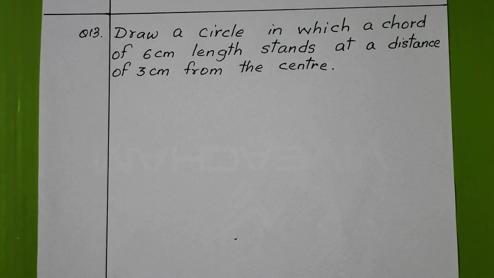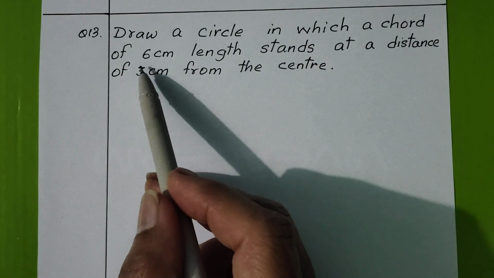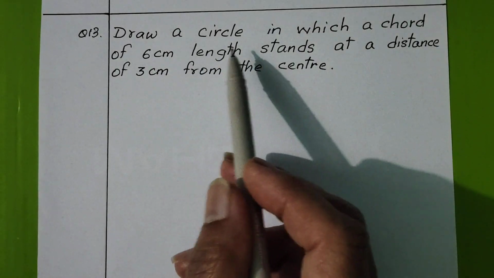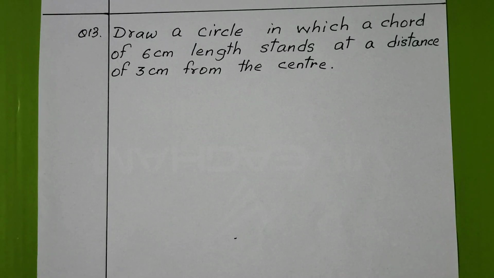The sum says, draw a circle in which a chord of 6 centimeters length stands at a distance of 3 centimeters from the center. So here the chord length is 6 centimeters and the distance of the chord from the center is 3 centimeters, and we will draw a circle with this chord. First, we will draw the chord equal to 6 centimeters.